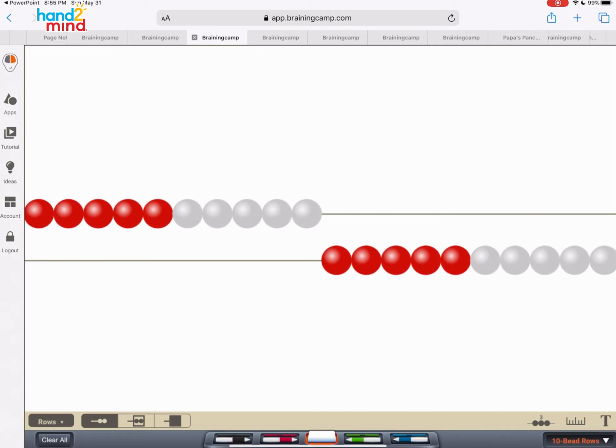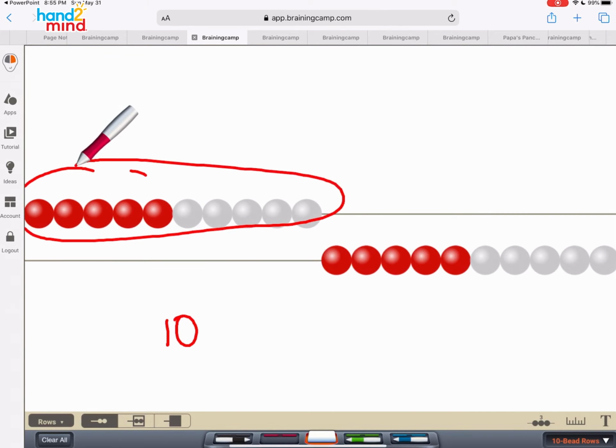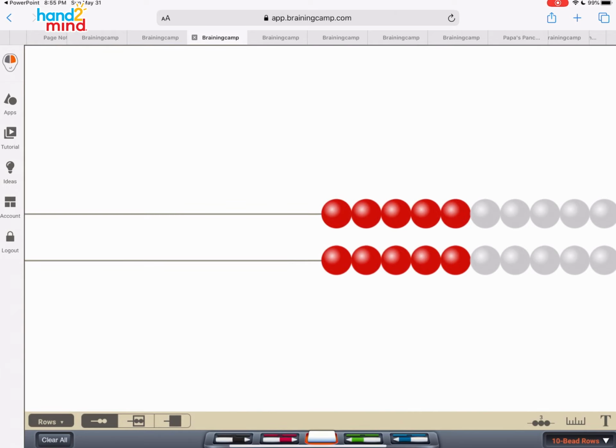How many? 10. And how do you see 10? Yeah, you say, I see 10 because I see you pulled over the whole row on that top row, and that is 10. Okay, nice job. Okay, so let's do another one. Here we go.